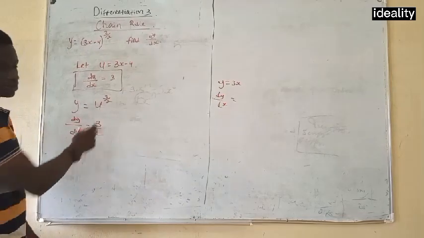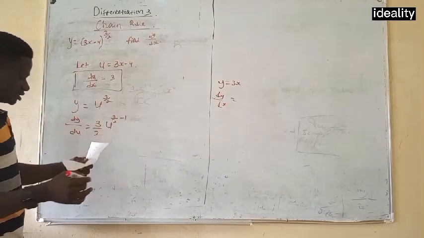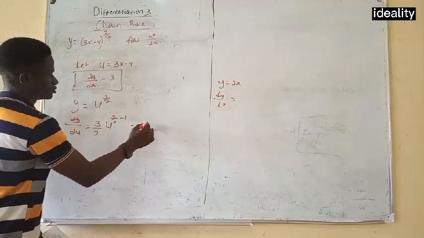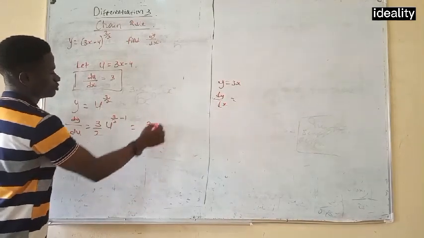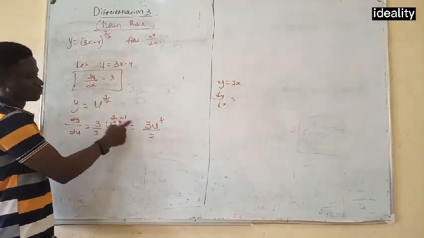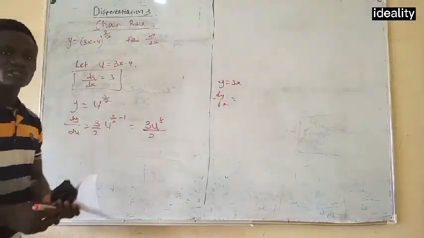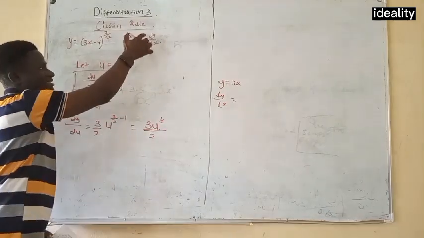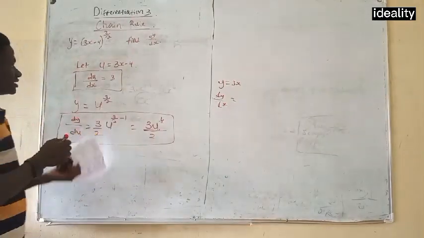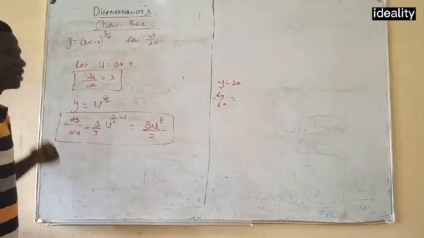So differentiating this, you have dy du equals 3 over 2, because 3 over 2 comes in, multiplied by u raised to the power 3 over 2 minus 1, which gives 1 over 2. So that will be equal to 3u raised to the power 1 over 2, everything over 2. Don't forget that what I was told to find is dy dx, not du dx, not dy du.